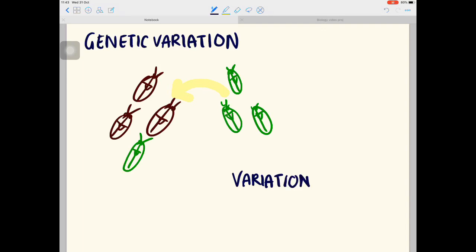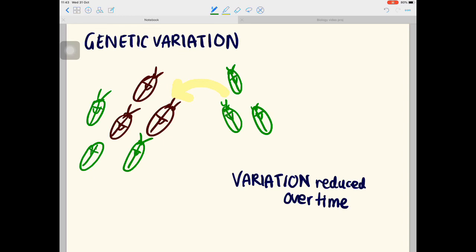However, maintained gene flow over time can lead to genetic variation being reduced. As we can see, there are increasing numbers of green bugs in the brown population, and more brown bugs in the green population, until both populations have the same number of bugs.